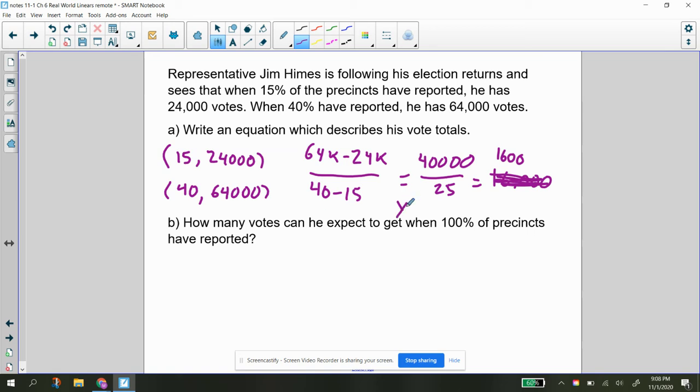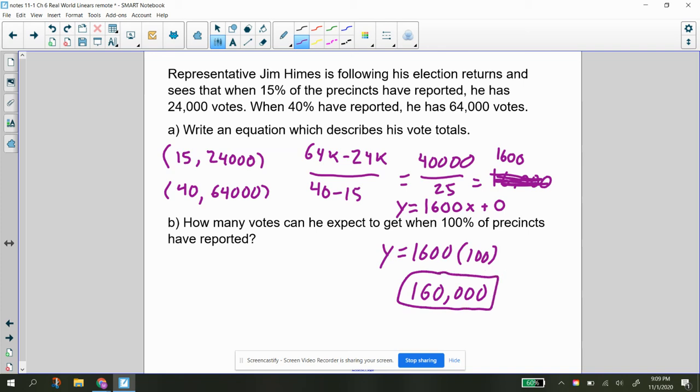In this case, we know the y-intercept is going to be 0 because that's how many votes he gets when there's 0 precincts reporting. So y equals 1,600 x plus our y-intercept is 0. So you don't even need that there. So now what's going to happen when he's got 100 of the precincts reporting? Well, we can just do 1,600 times 100, and that's going to give us 160,000 votes total, which is around how much he got in 2018 to win the House of Representatives election.